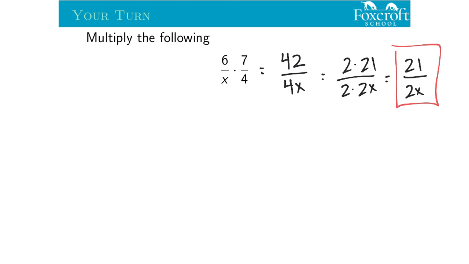All right, here's my solution. So again, multiplication, we just go across the top and across the bottom. 6 times 7 is 42. 4 times x is 4x. All right, so if you got this answer, you basically did the multiplying step right.